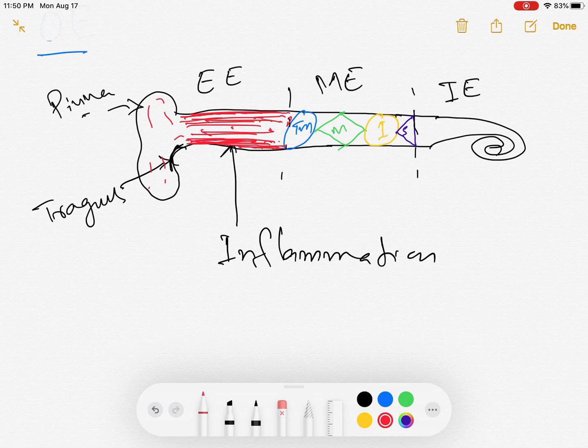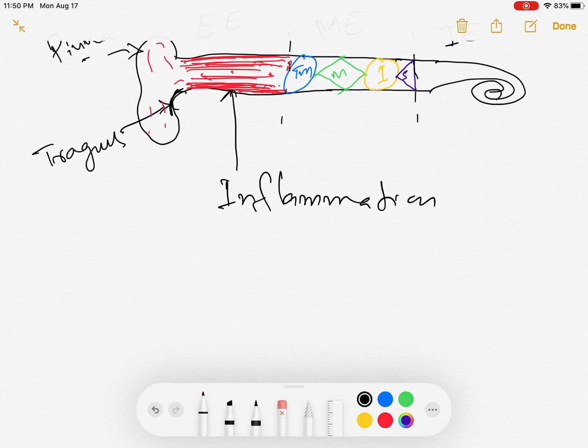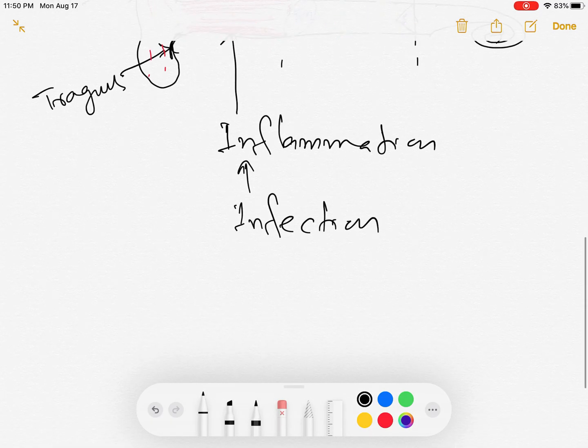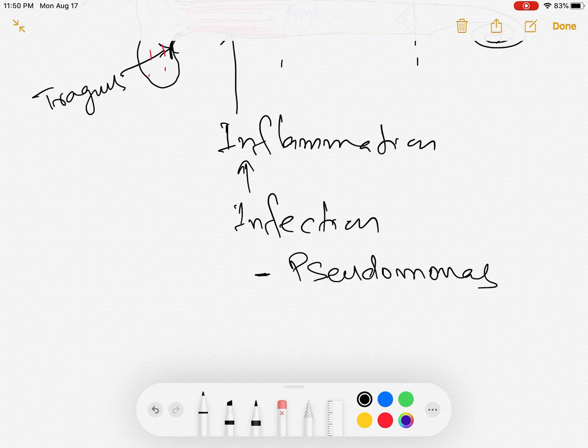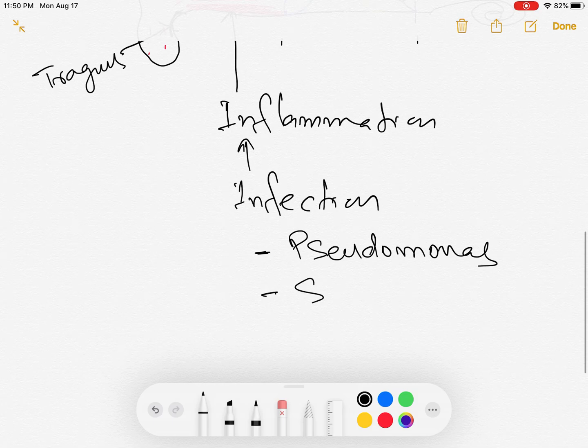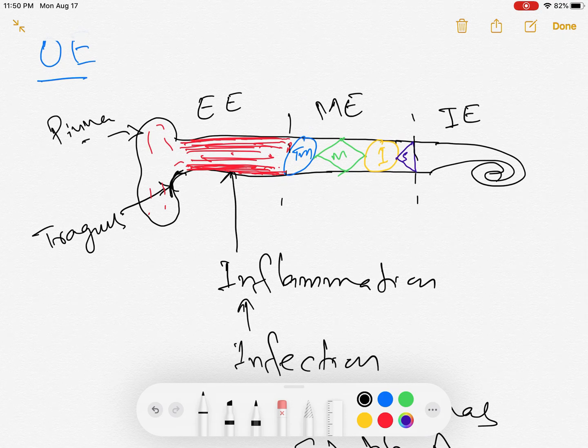Now this inflammation is caused by bacteria. It's a bacterial infection. There are two most common bacteria that cause this infection, and you need to know the names of these two bacteria. These are Pseudomonas and Staphylococcus aureus, which people also call staph. So Staphylococcus aureus and Pseudomonas are the two most common bacteria that cause Otitis Externa.